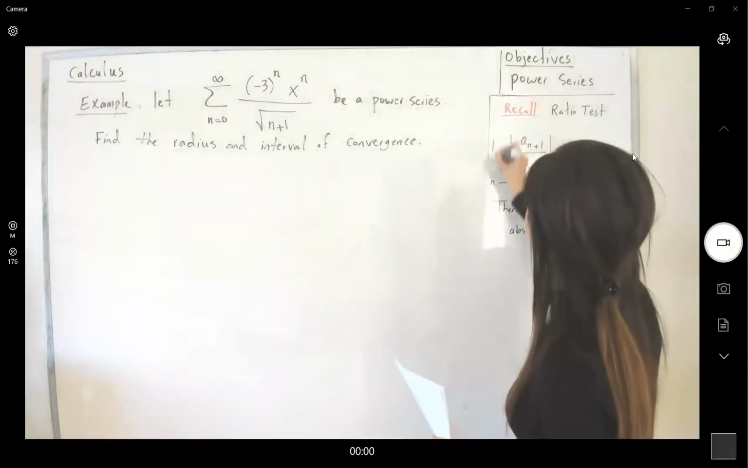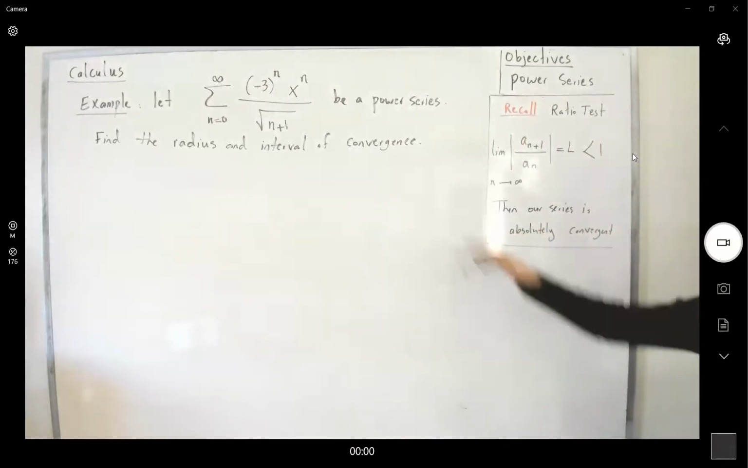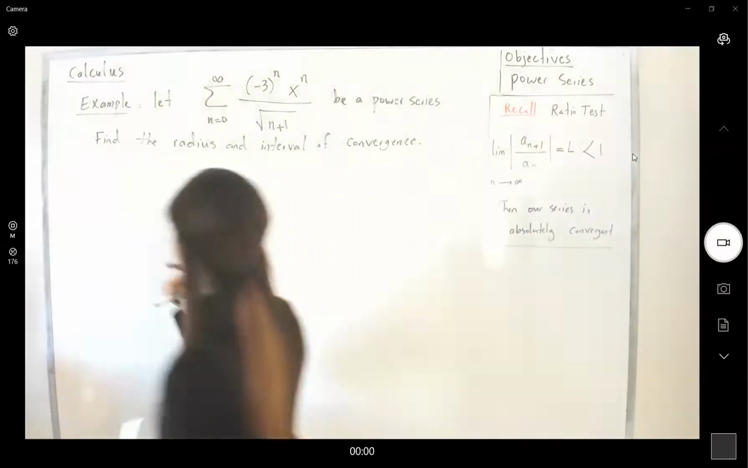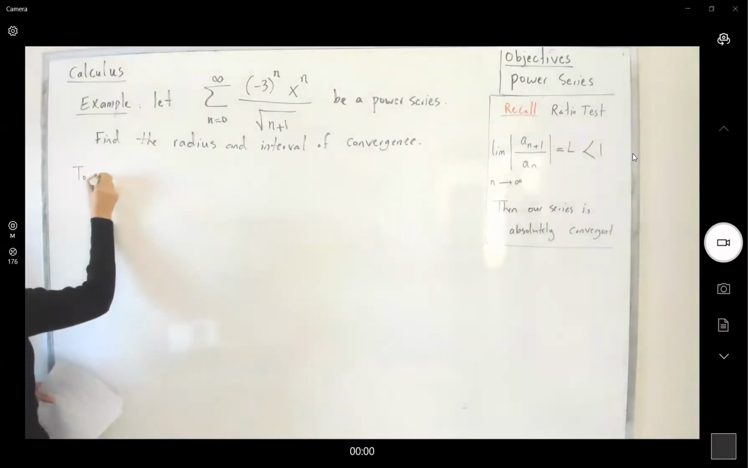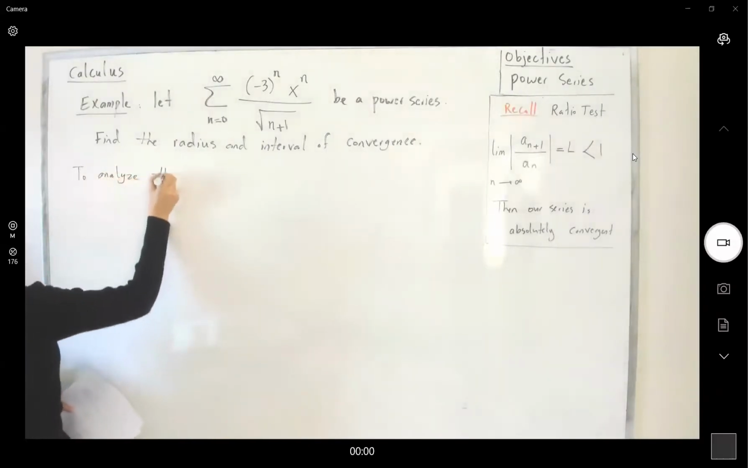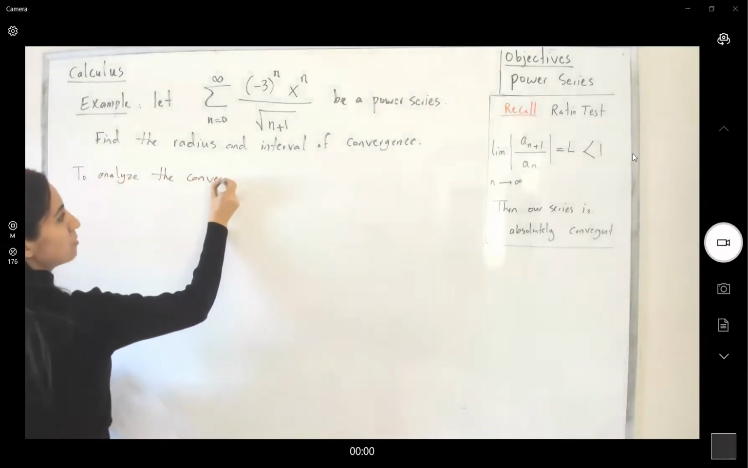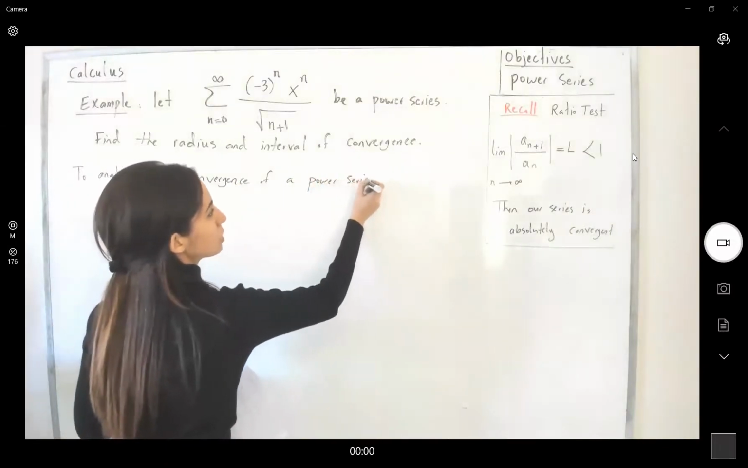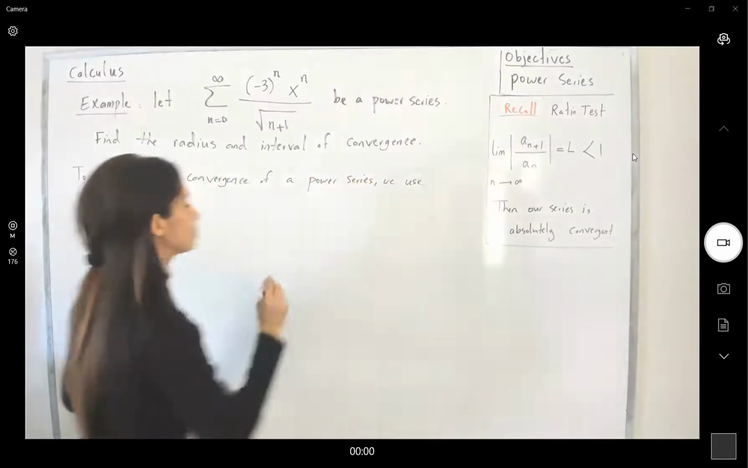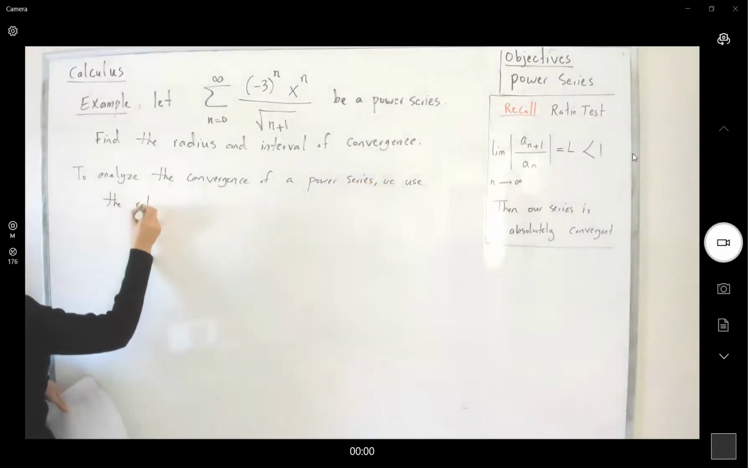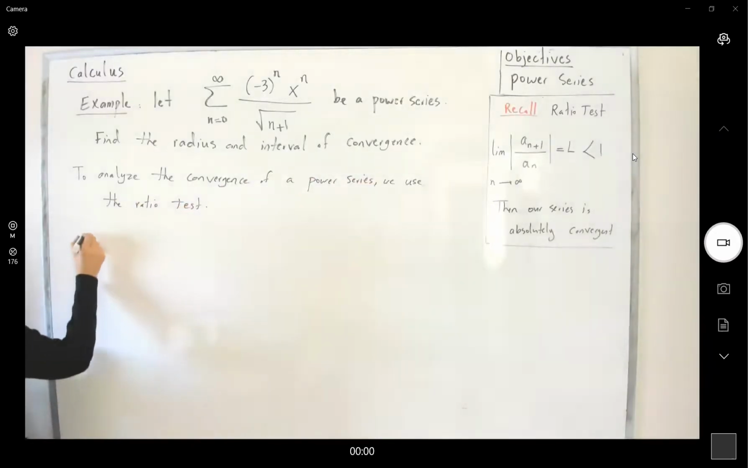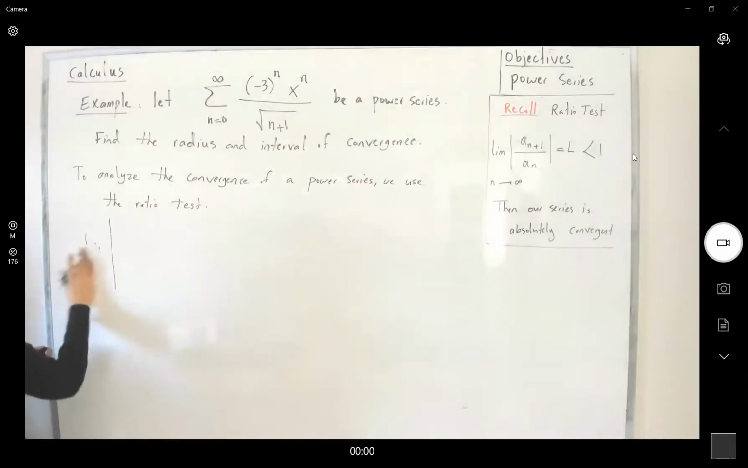Okay, here we go. To analyze your power series, you're going to use the ratio test. So, to analyze the convergence of a power series, we use the ratio test. Okay, the ratio test tells us the limit of the absolute value. Let me write it down here, I need more space.